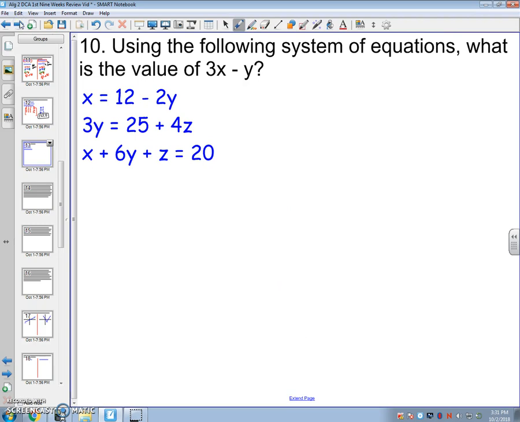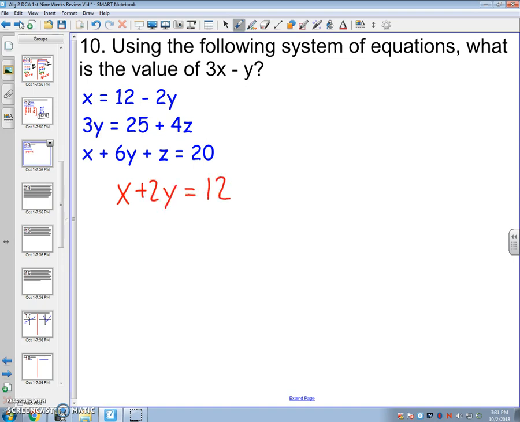Number 10, very similar. We have another system of equations, but this is all out of order, so we have to fix it. The first equation, the y is on the wrong side. I can move it to the other side by adding it to both sides. So here's the corrected equation: x plus 2y equals 12.